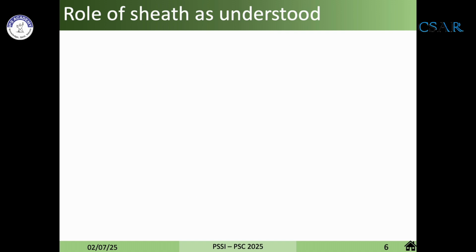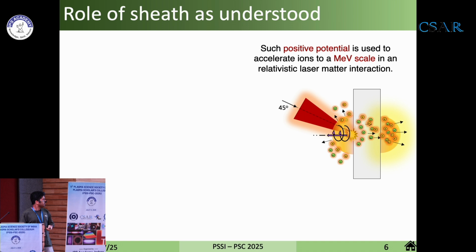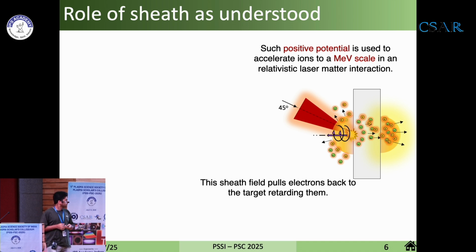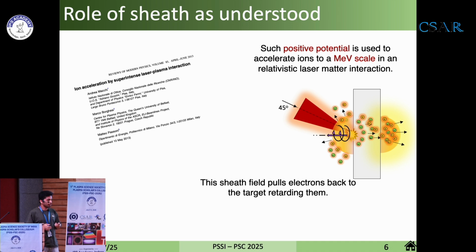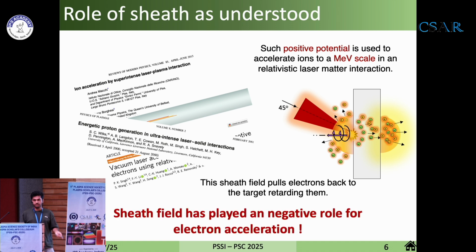Next, the role of the sheath, as we understand. This is the interaction we know about. Already Dr. Arora sir has talked about this positive potential, which helps to accelerate the ions to the MeV scales in a typical laser matter interaction. This sheath field plays a negative role in retarding those electrons, since it helps in accelerating the ions. So the sheath field has been the culprit for decelerating the electrons and not letting them gain enough energy. There are a lot of papers about TNSA ions, and they also decelerate the electrons. So the conclusion is the sheath field plays a negative role.